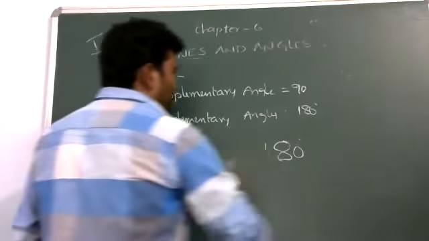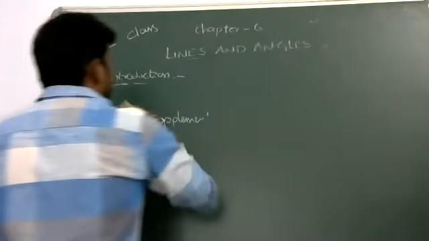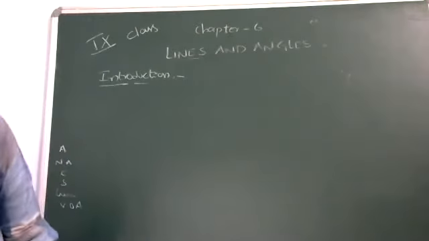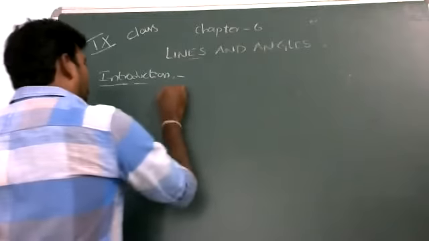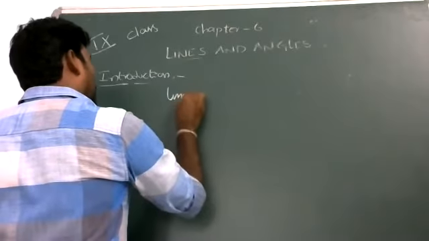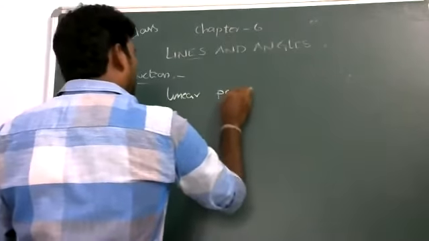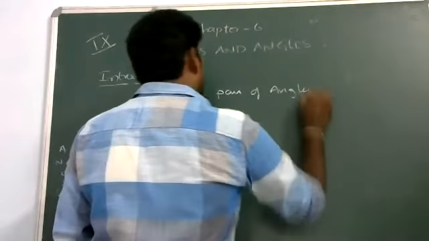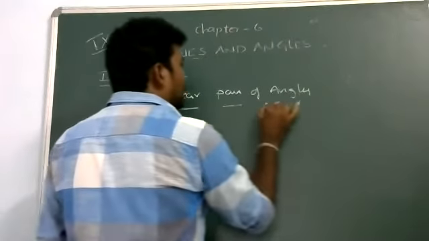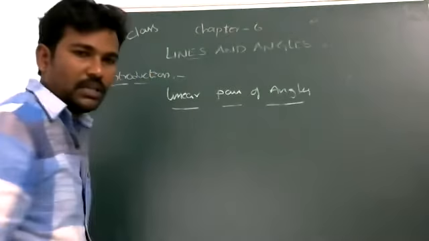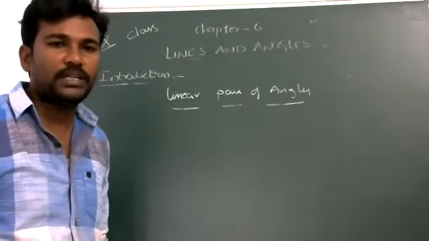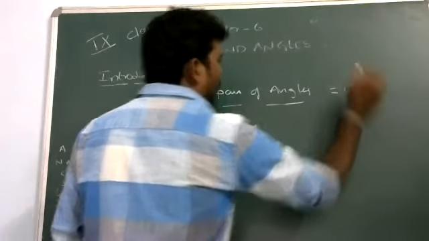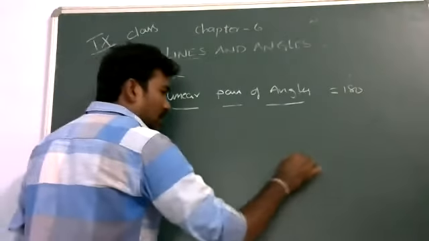Okay. Now the next one is linear pair of angles. The sum of a linear pair of angles equals 180 degrees. The sum of a linear pair of angles equals how much? 180 degrees. So here you can see.